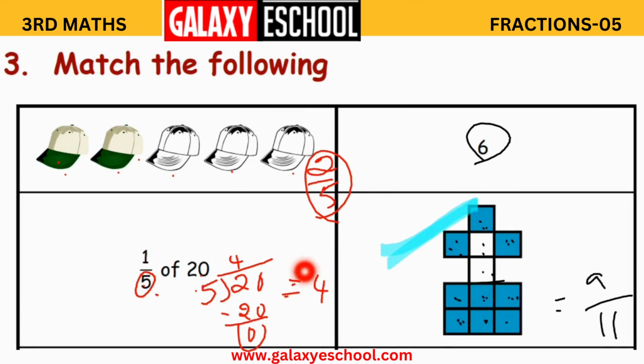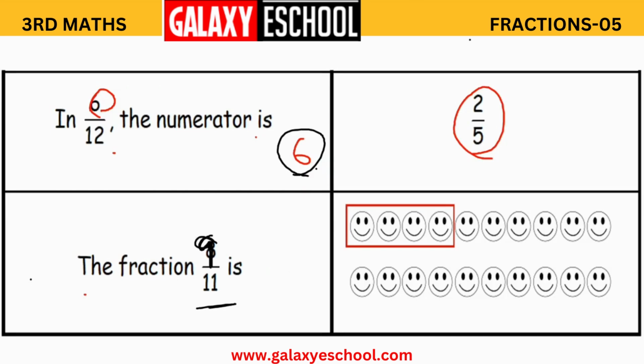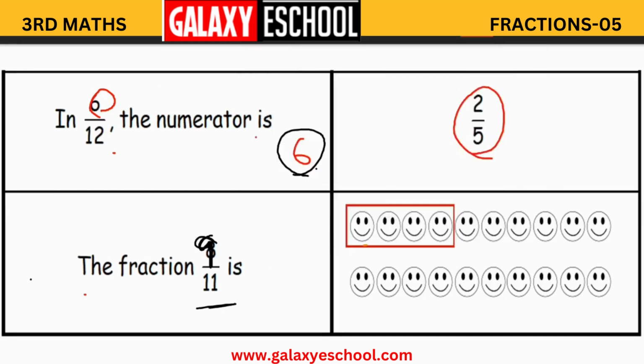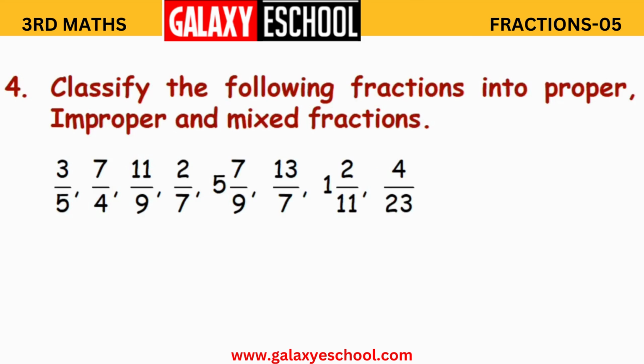And the only thing that is remaining is 1 by 5 of 20. That is nothing but 4, as I said, children. See, if you look at here, 4 smileys are put in a box, and what are the total smileys? 1, 2, 3, 4, 5, up to 20. Yes, out of 20, 1 by 5 means what? These 4 smileys. So 1 by 5 of 20 means this. Understood, children? Match the following.